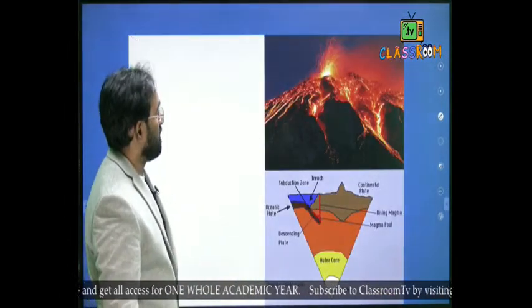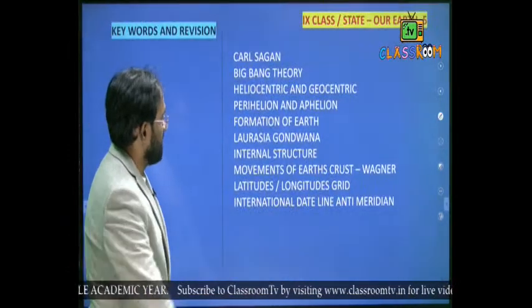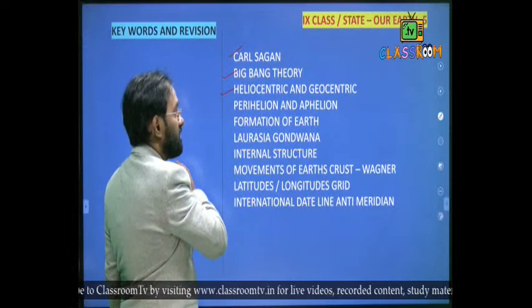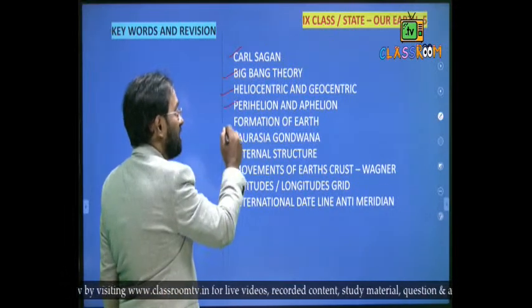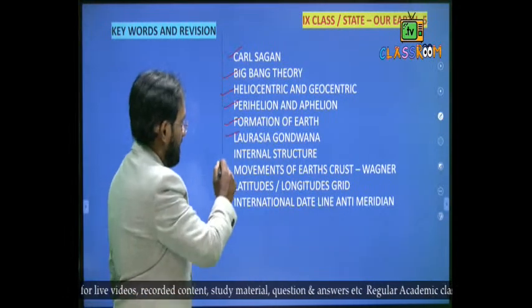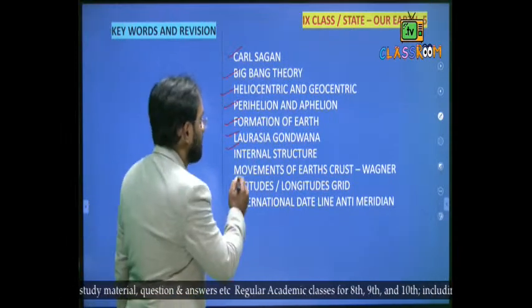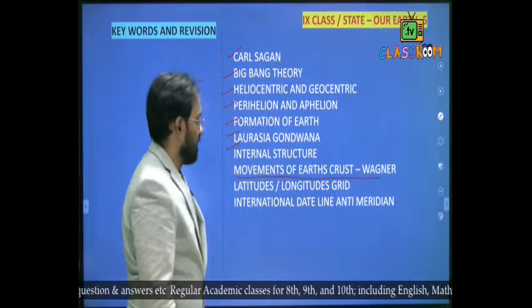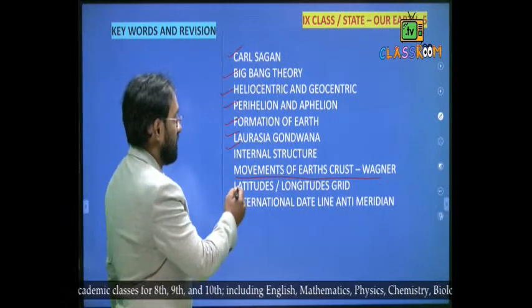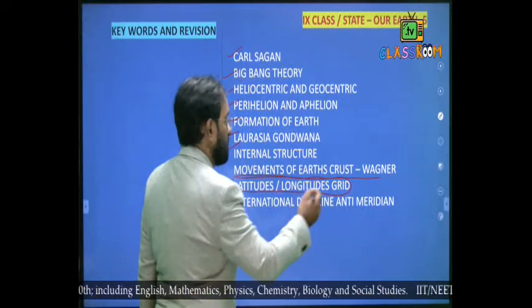Okay, so what are the important keywords we have seen until now? Carl Sagan, Big Bang Theory, heliocentric and geocentric, Perihelion and Aphelion, formation of the earth, Laurasia and Gondwana, and the internal structure. Then movements of the earth's crust, that is Wegener, the continental drift theory, and also latitudes and longitudes, and also time zones.